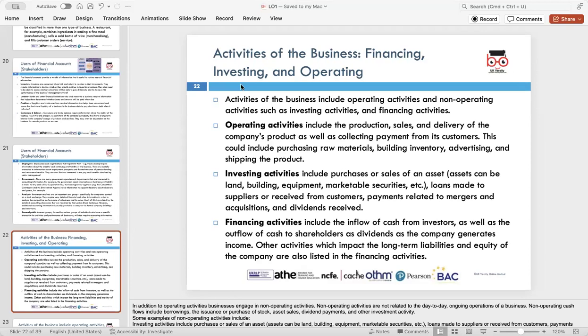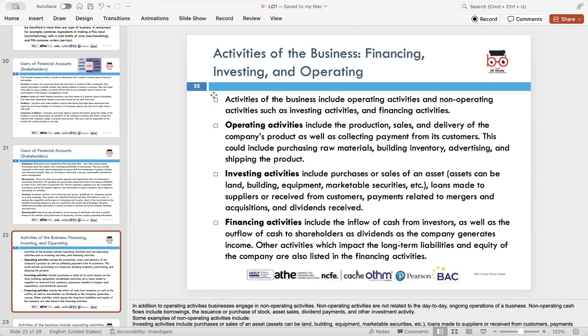Activities in the business: financing, investing, and operating. Investing activities and financing activities are examples of activities that fall within the category of business activities. There are also activities that are not related to operations. The activities that are considered to be operating activities encompass the manufacture, sales, and delivery of the company's product.